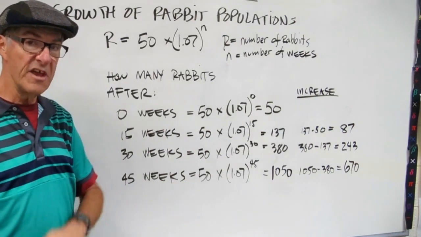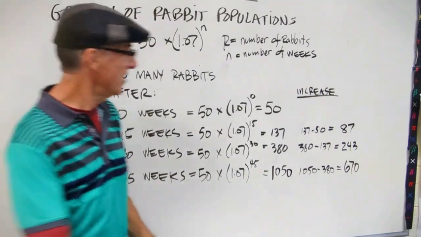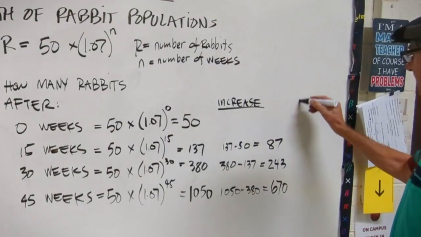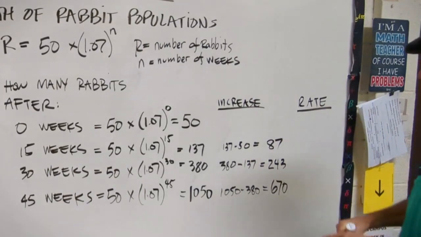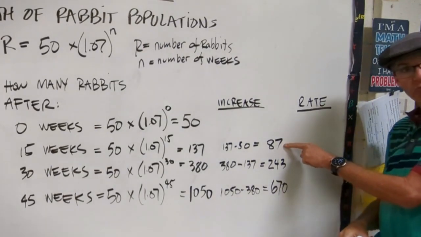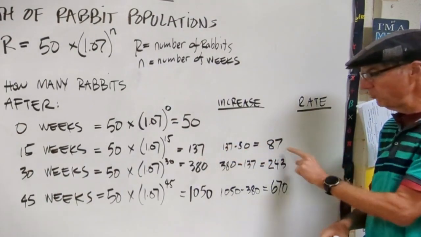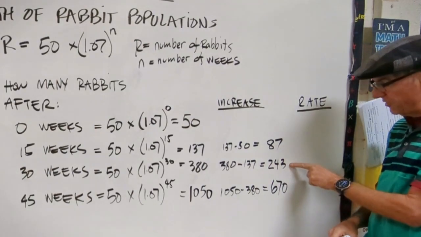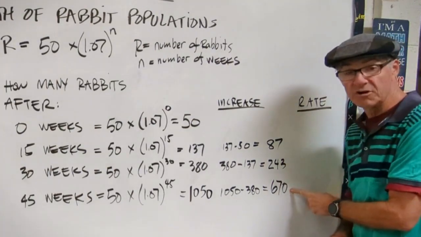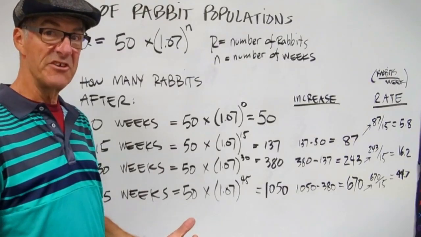So one more thing we can tease out of this data. What I want you to do is make a third column right there and figure out what is this rate. We increased by 87 rabbits in 15 weeks. What's the weekly rate for this period, and for that period, and for that period? There's a little bit of critical thinking there. I want you to pause the video, see what you get. All right, let's see how you did.